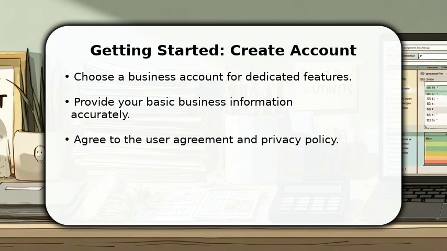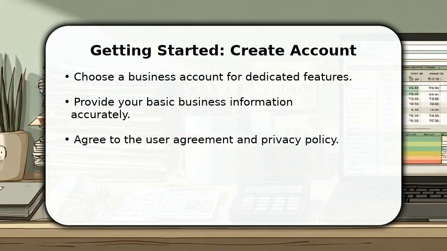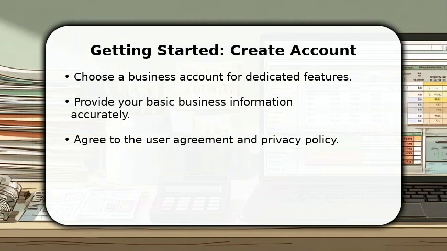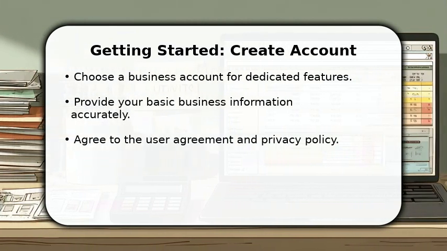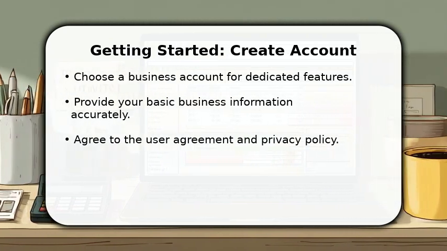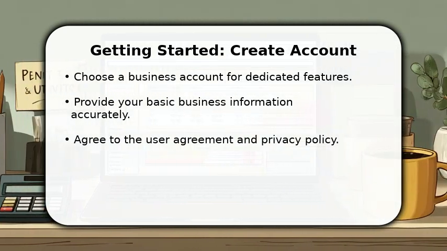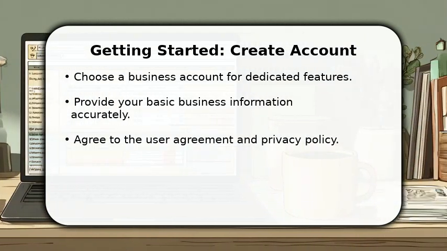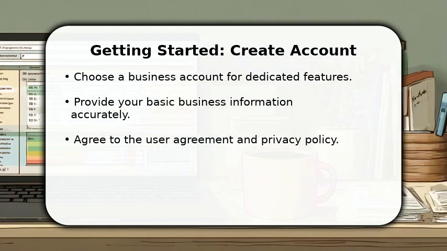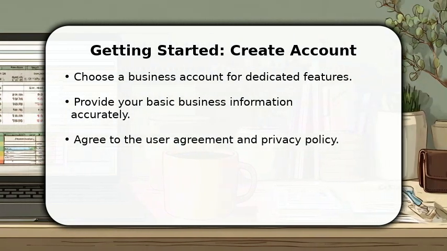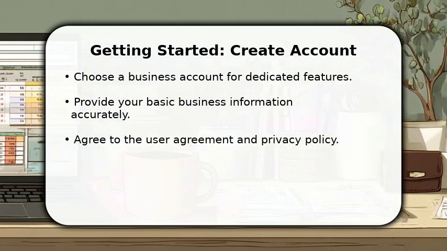In this video, I will explain how to set up PayPal for an online business. First, navigate to the PayPal website and select Sign Up for free. Choose the Business Account option, which offers features tailored for merchants. You will need to enter your email address and create a secure password. Then, follow the prompts to provide your business legal name and contact details, ensuring accuracy for future transactions. Agree to the user agreement, and you are ready for the next step.